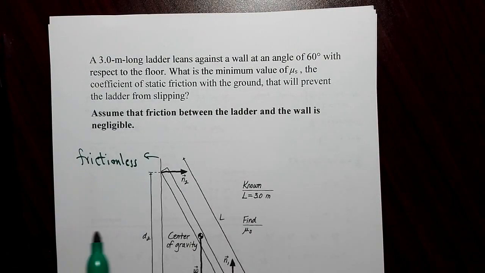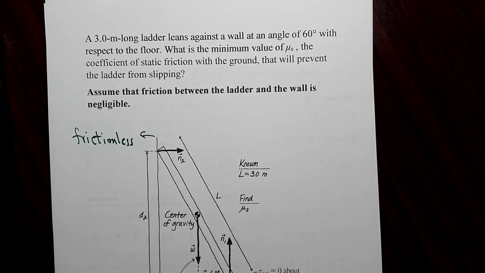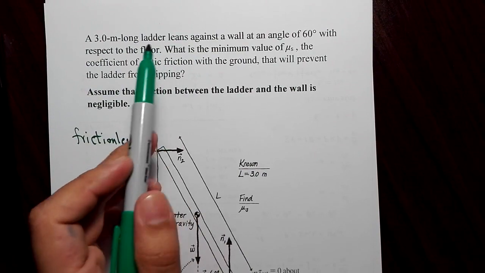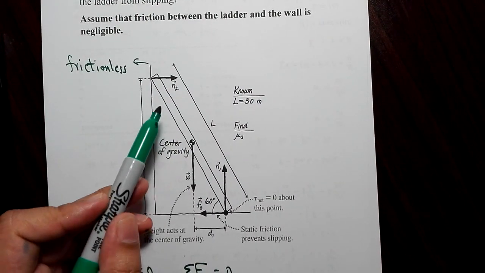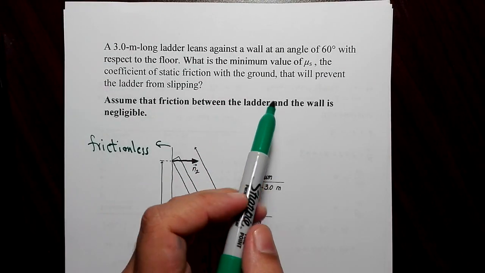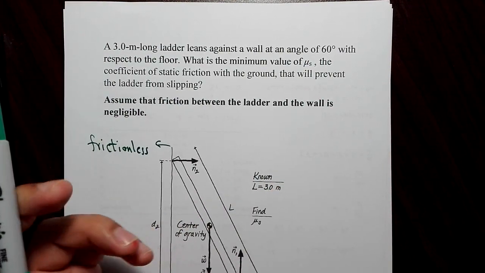Hey guys, so let's solve this problem. This problem is related to the concept of static equilibrium. We have a 3-meter long ladder that leans against a wall, and the ladder makes an angle of 60 degrees with the floor, right? You have to find the minimum value of the coefficient of static friction that will prevent the ladder from slipping.